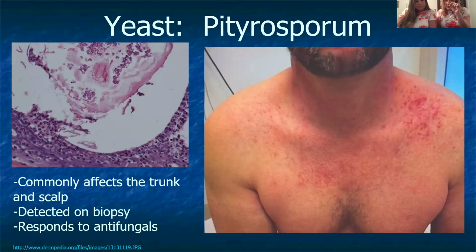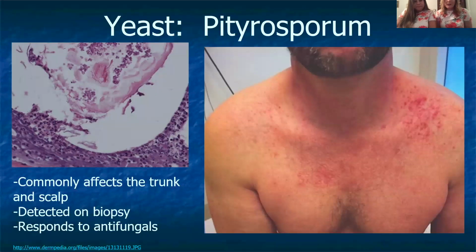So we'll do a 1 millimeter punch over one of the pustules, because if we think about the others, we can do scrapings of the skin and see it, but we can't do that with a thin skin scraping. And we can't see it through a culture because it's a commensal organism. So you actually do have to see it in a biopsy.